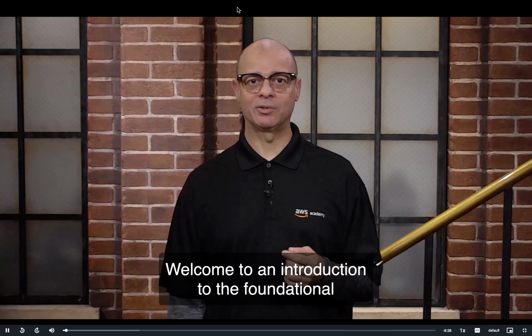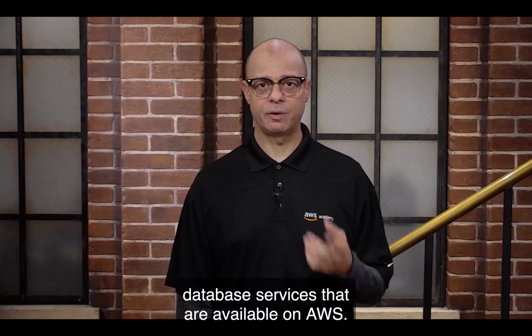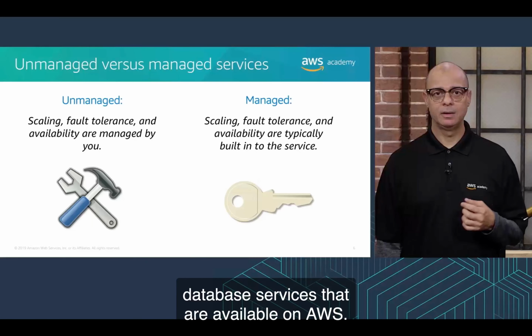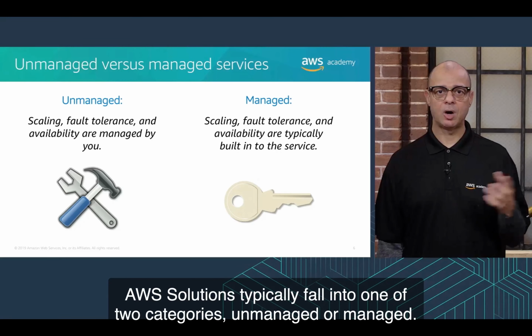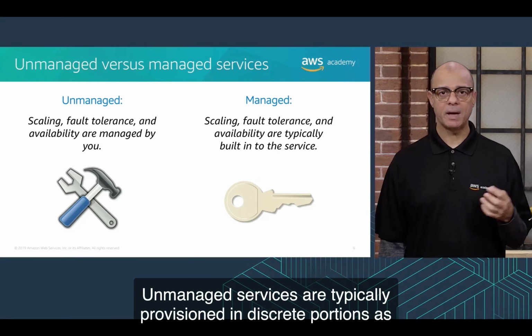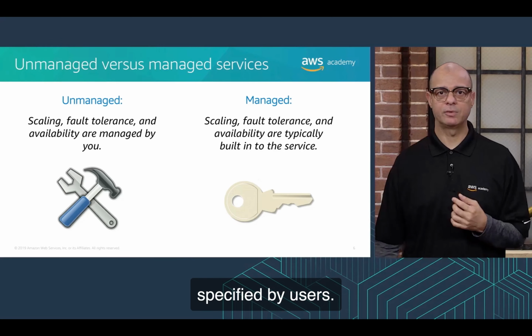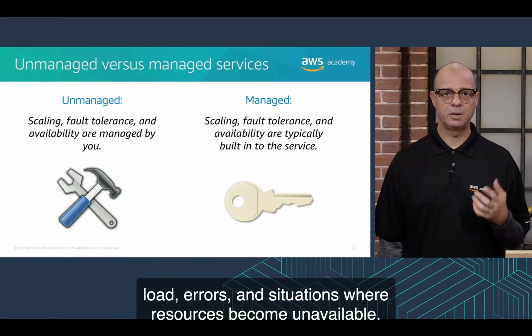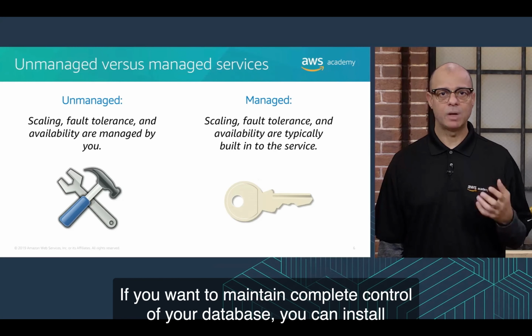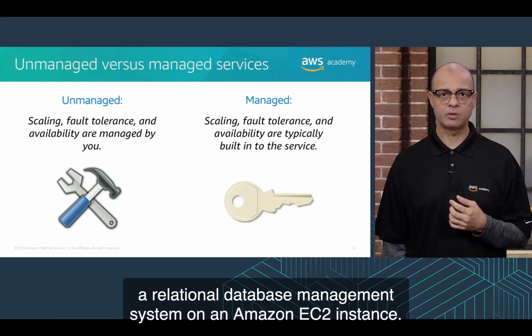Welcome to an introduction to the foundational database services that are available on AWS. AWS solutions typically fall into one of two categories, unmanaged or managed. Unmanaged services are typically provisioned in discrete portions as specified by users. As the owner of the service, you manage how the service responds to changes in load, errors, and situations where resources become unavailable. If you want to maintain complete control of your database, you can install a relational database management system on an Amazon EC2 instance.